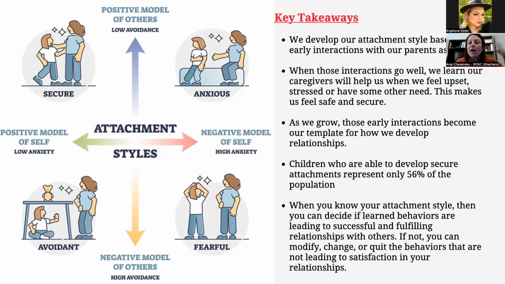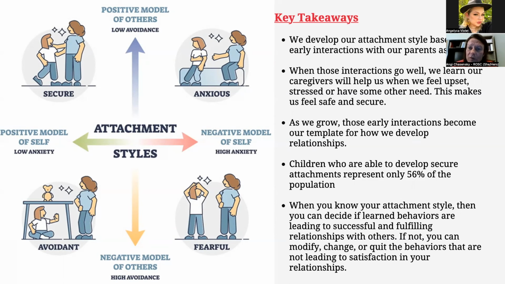It can be unlearned. The first step is bringing it to our awareness. When those interactions go well, we learn our caregivers will help us when we feel upset, stressed, or have some other need. This makes us feel safe and secure. So we learned that we can feel safe and secure. If that's missing in our childhood, we can scoop that back up and implement that into adulthood. All we need is that first step, awareness.